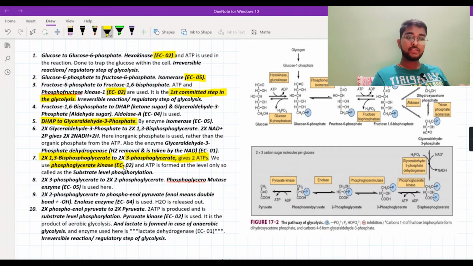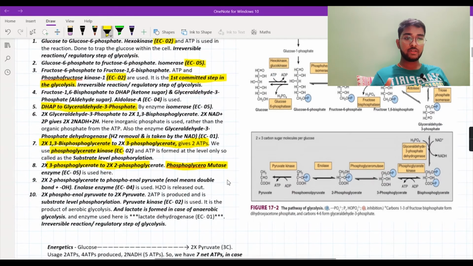So the next step is conversion of 2 molecules of 3-phosphoglycerate to 2 molecules of 2-phosphoglycerate. What happens here is simply that the phosphate group which was present on the third carbon is shifted to the second carbon. The enzyme used here is phosphoglyceromutase. A mutase enzyme is used here. EC number is 5.